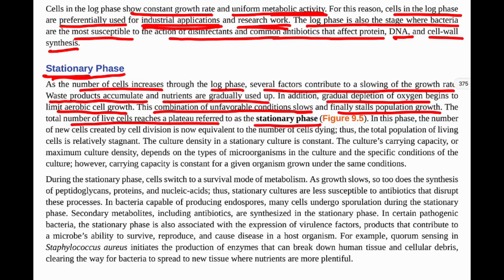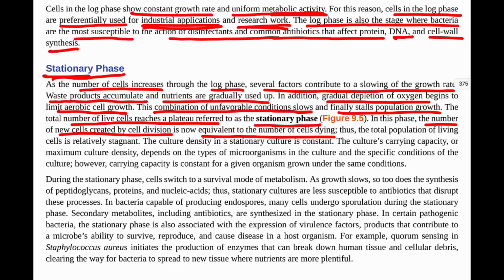In this phase, the number of new cells created by cell division is now equal to the number of cells that are dying. So we have a lot of cells that are dying because they're running out of nutrients or they're being affected by the increase in waste products. At the same time, we still have some cells that are going through binary fission because they're finishing up their process of binary fission, or they happen to be in an area of the broth or the plate that has some nutrients still. So they're able to go through binary fission. So we have this equaling out here.